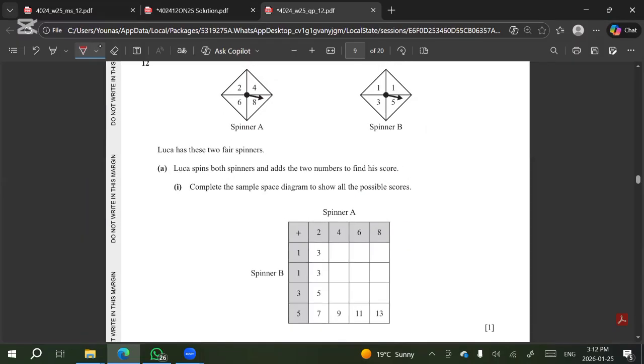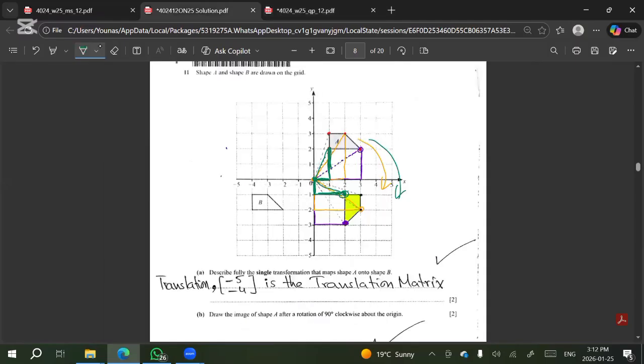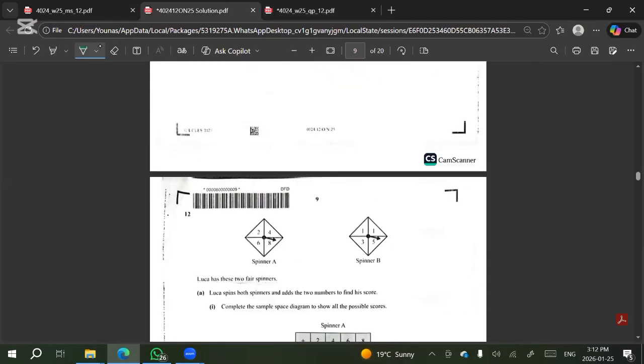So you see in question number 12, the spinner A's results are written horizontally. The spinner B, its results are written vertically. And we have to add: 4 plus 1, that will be 5, 6 plus 1, that will be 7. So this will become 5, this will become 7, this will become 9. In the same way, you can add them up, and let me show you. I have completed that.